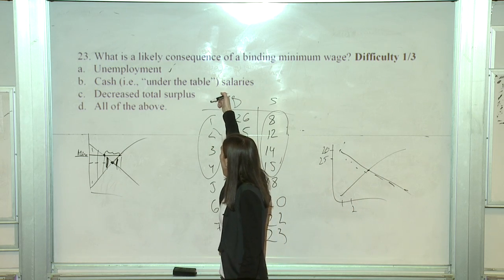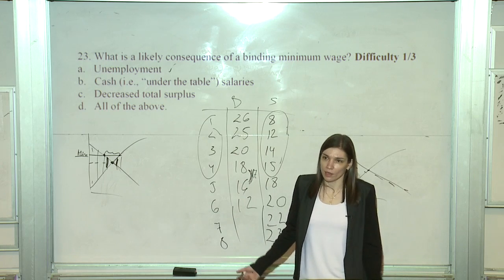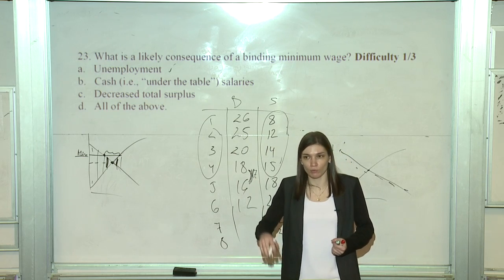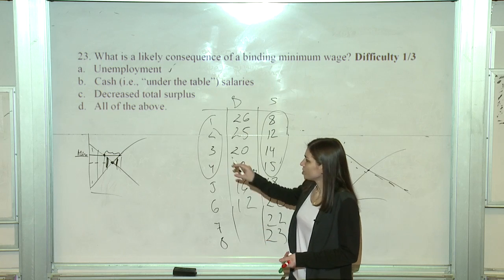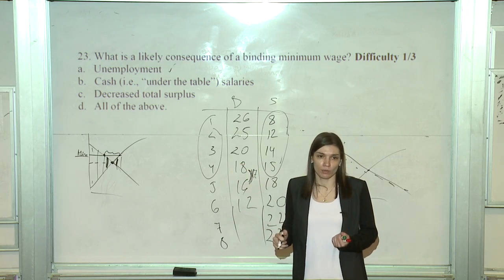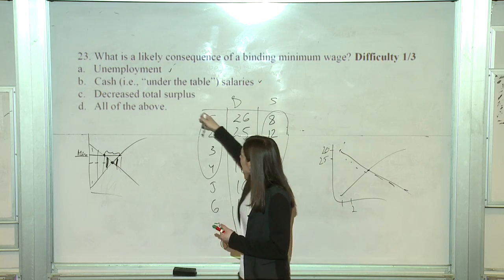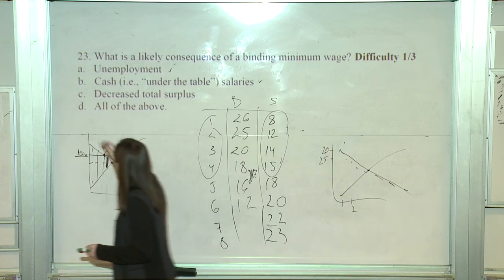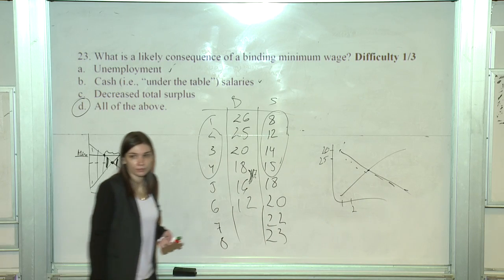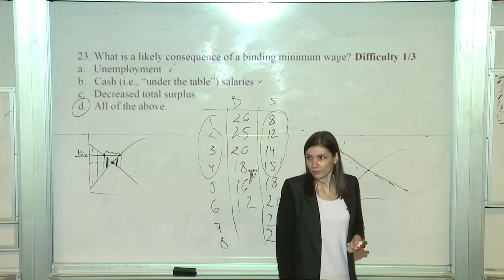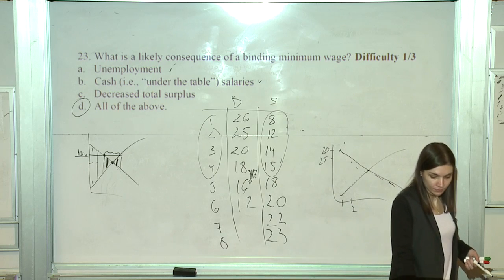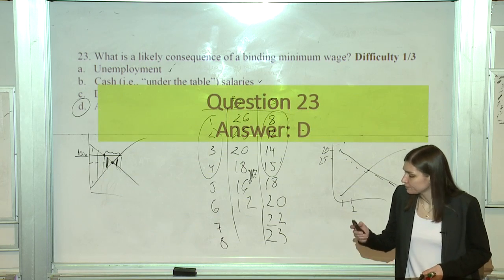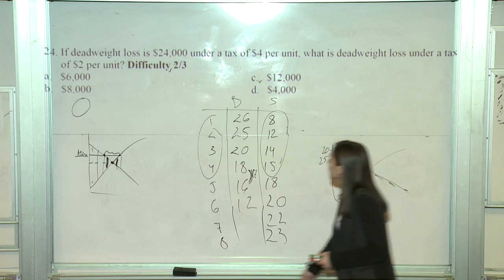Is it true that we're going to get cash or under-the-table salaries? Yes, because there's a lot of unemployment. People are going to look for employers, and people are going to be willing to work for less than the minimum wage, and that is not legal, so it needs to be under the table. So that will be true. Is there a decreased total surplus? Yes, because it's a binding minimum. So all of the above. Answer D.